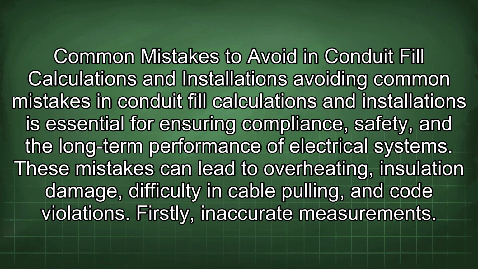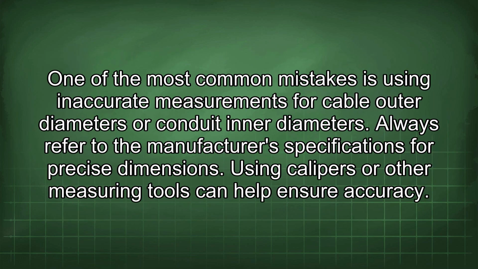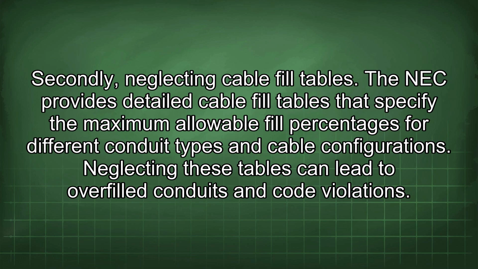Avoiding common mistakes in conduit fill calculations and installations is essential for ensuring compliance, safety, and the long-term performance of electrical systems. These mistakes can lead to overheating, insulation damage, difficulty in cable pulling, and code violations. Firstly, inaccurate measurements. One of the most common mistakes is using inaccurate measurements for cable outer diameters or conduit inner diameters. Always refer to the manufacturer's specifications for precise dimensions. Using calipers or other measuring tools can help ensure accuracy.